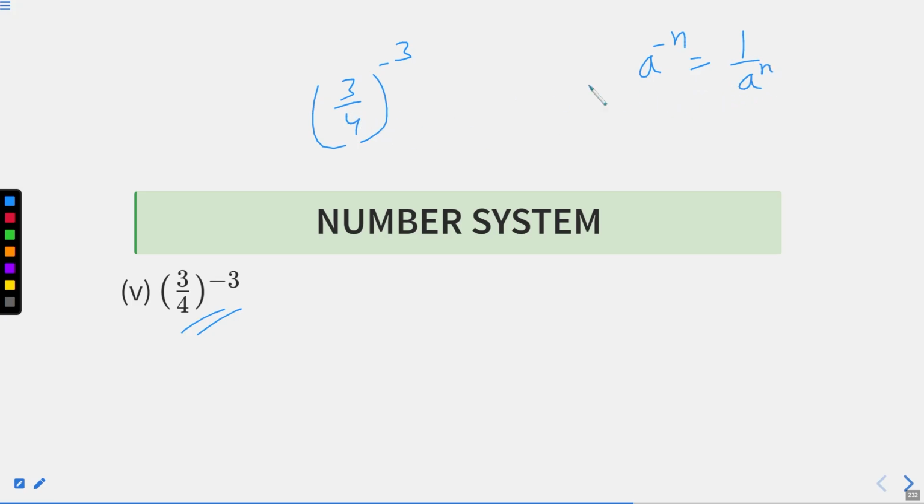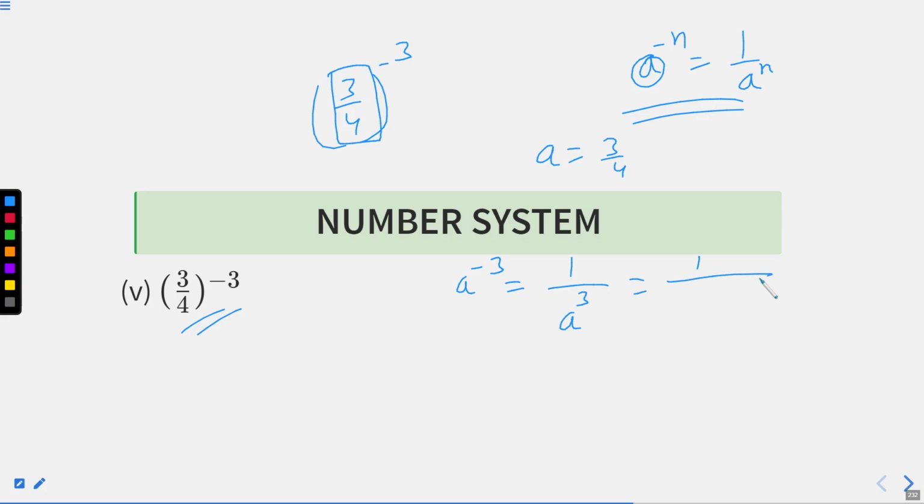But here 3 upon 4 is given, so no need to be afraid. It is quite easy. Whatever the form is given, just follow this rule. So taking a equal to 3 by 4, we have a^(-3), which I can write as 1 upon a^3. Now what was my a? a was 3 by 4 raised to the power 3.